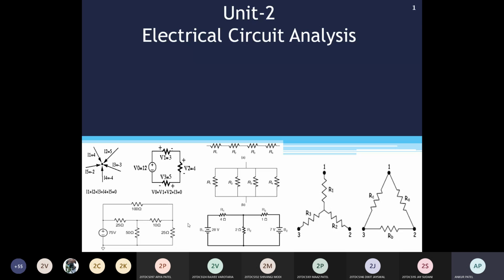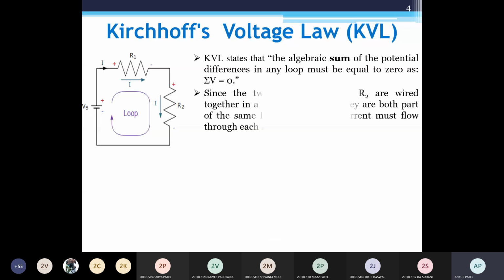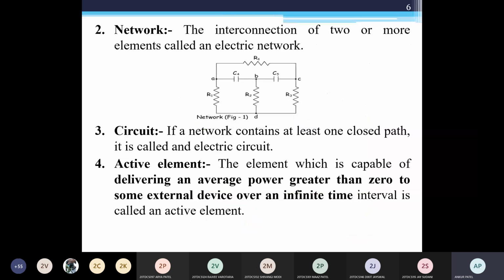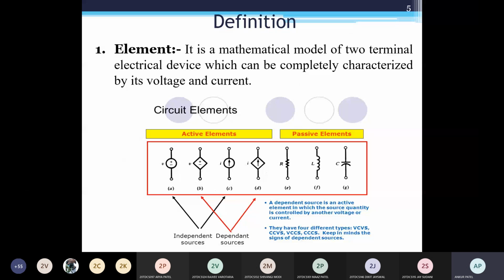Now today we will do some electrical terms. We'll see the second unit. Okay, so the first one is element. An element is a mathematical model of a two-terminal electrical device which can be completely characterized by its voltage and current. You can see these symbols are given. They are called elements. They have two terminals given, up and down.